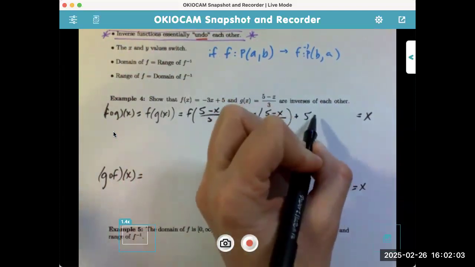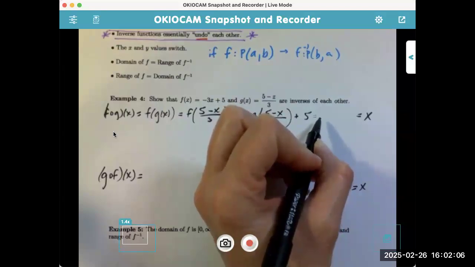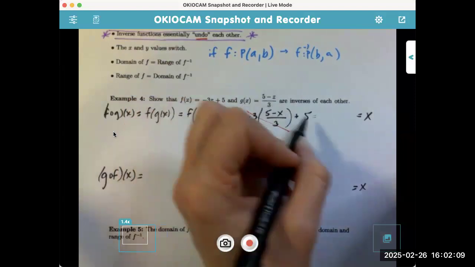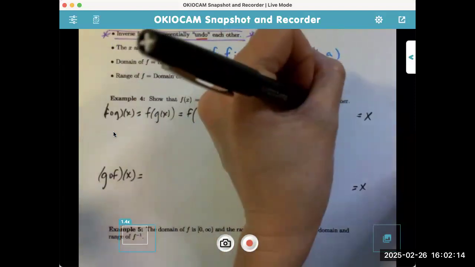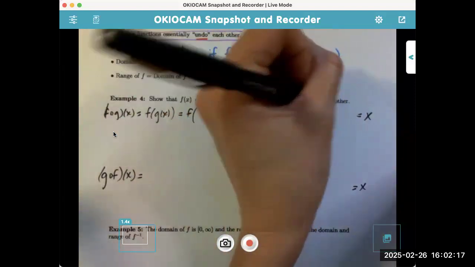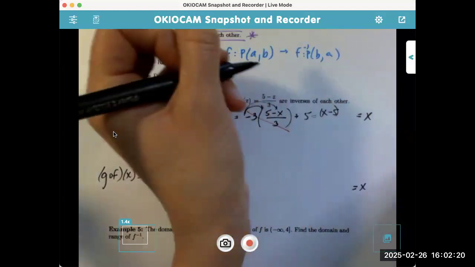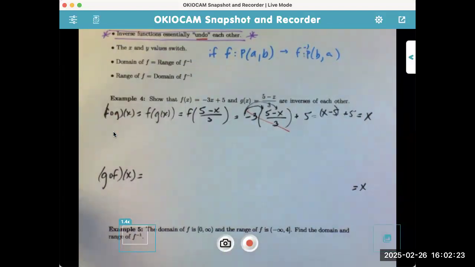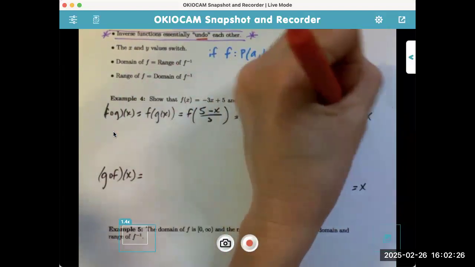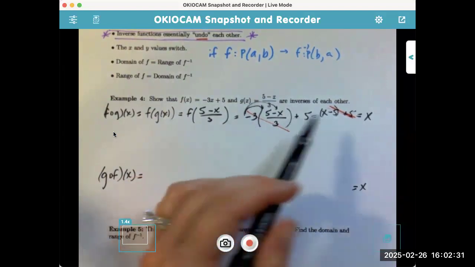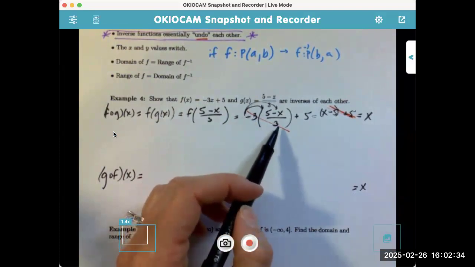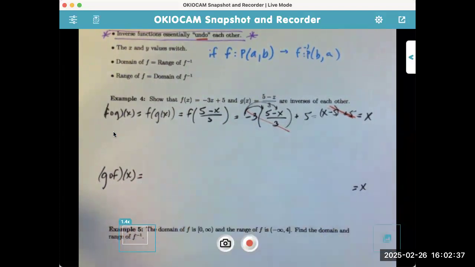So then note that the 3's cancel, and distributing this negative through, that is x minus 5 and then plus 5. And then what happens with the 5? They also cancel. So yes, what was done was undone. So the times 3, divide by 3, add 5, subtract 5. So perfect. Okay, now again, pause the video, try g composed with f on your own. You should get just x.